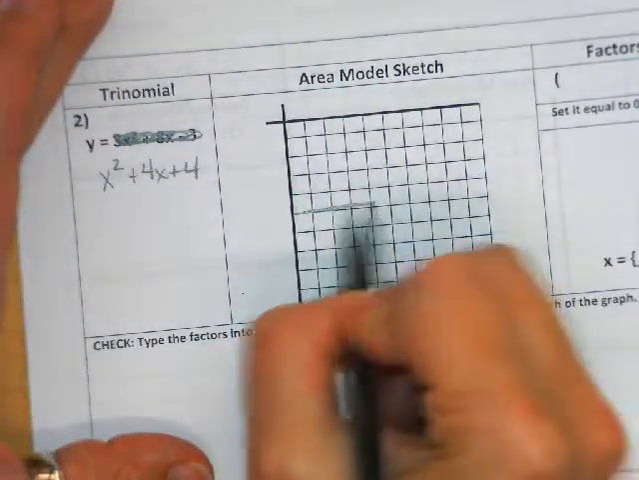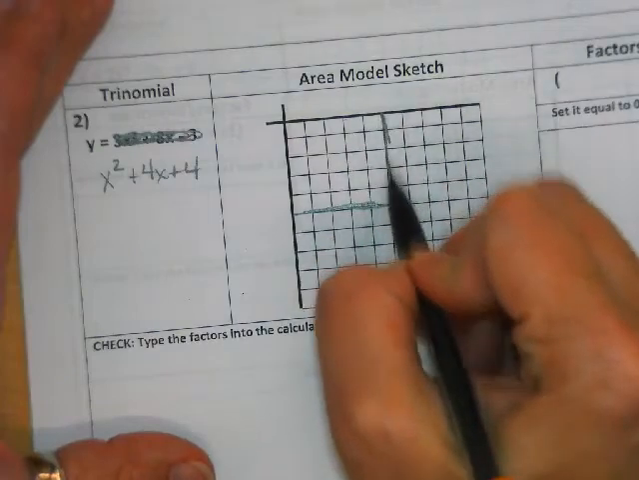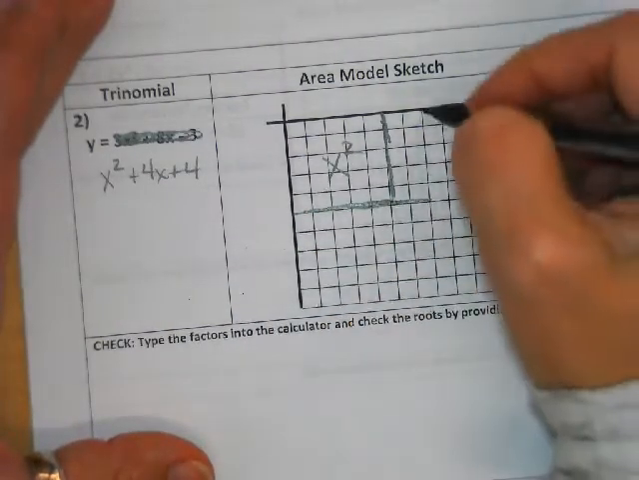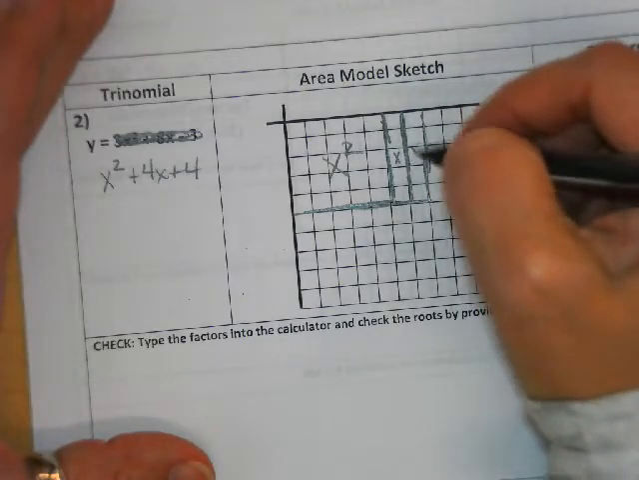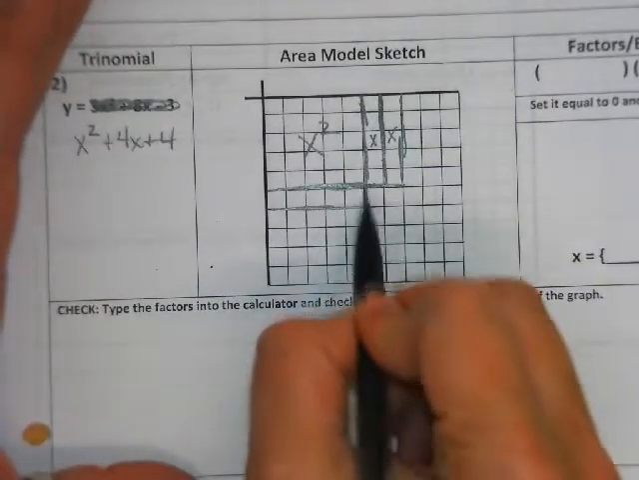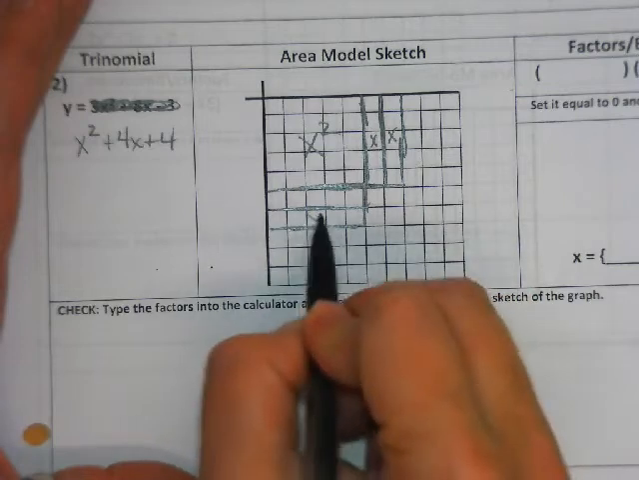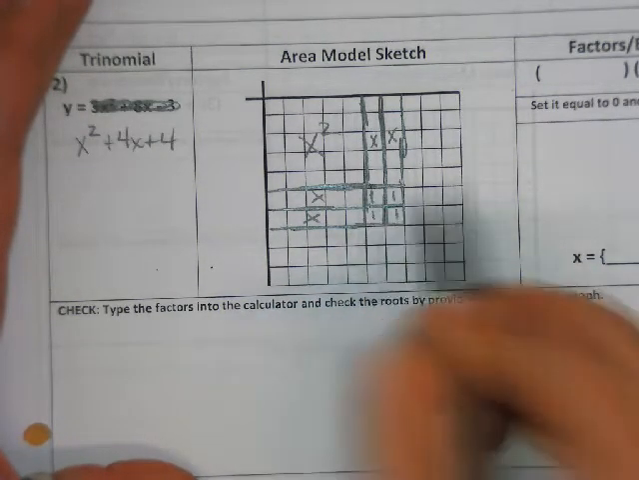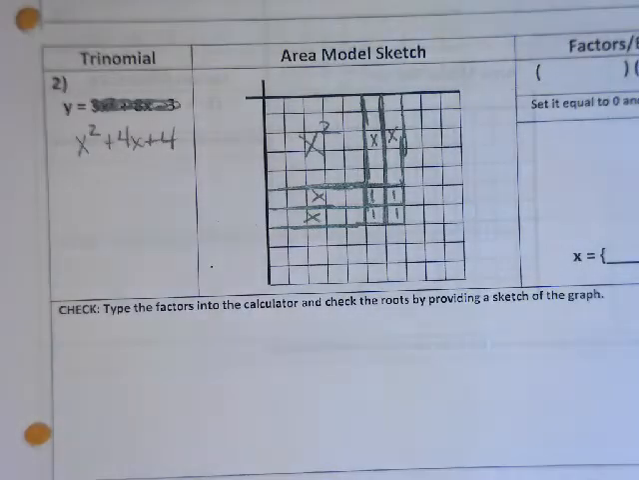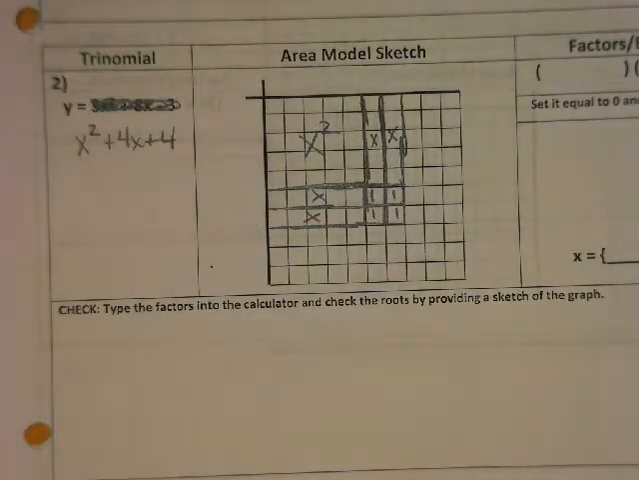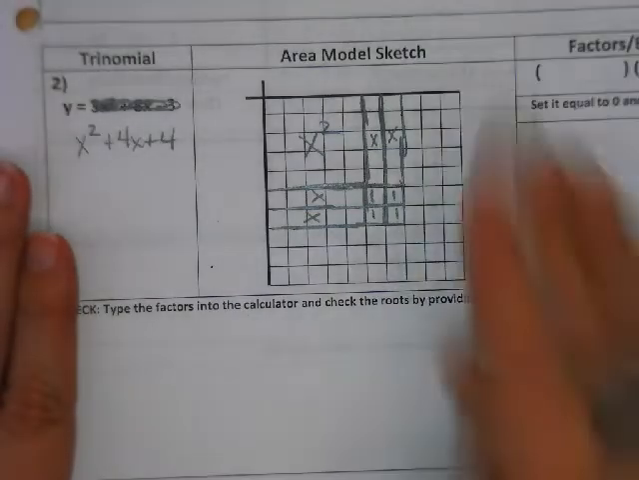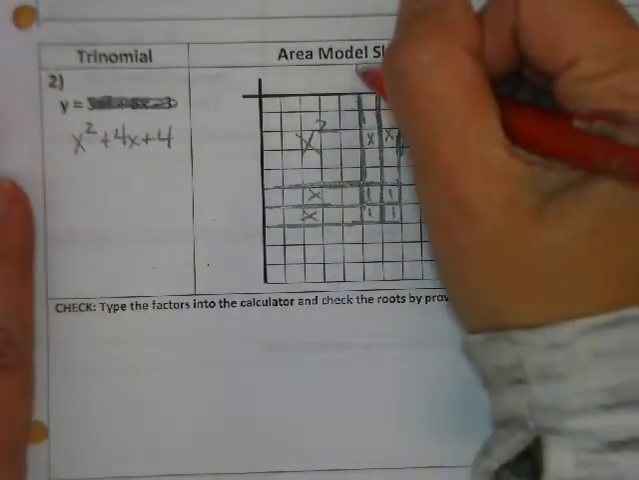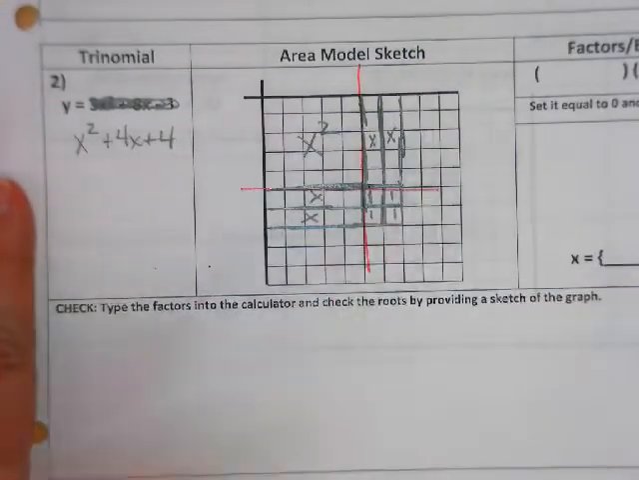So we had x squared. And then we had 2 x's here, and then we had 2 x's here. And then here we had our 4 individuals: 1, 1, 1, 1. Okay? So, yes, the other way looks super pretty, but I want you to think about what we were doing when we learned FOIL and box. This is essentially our box, right?